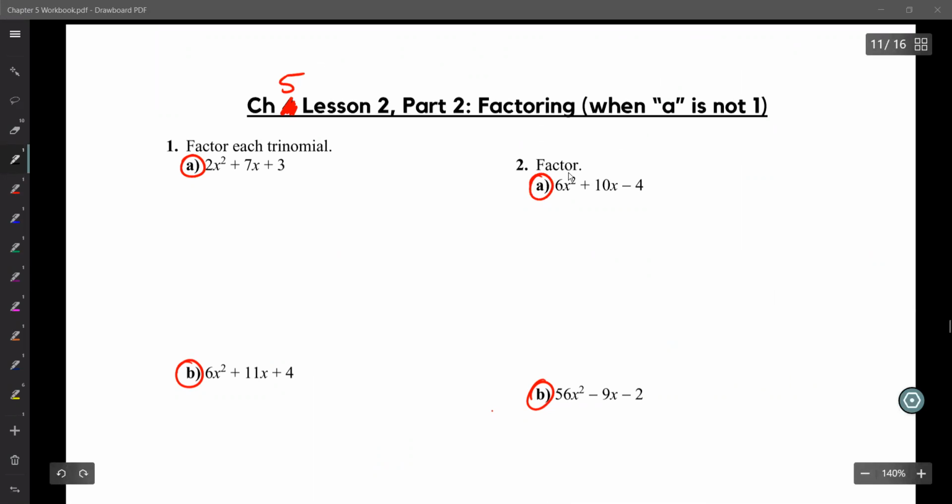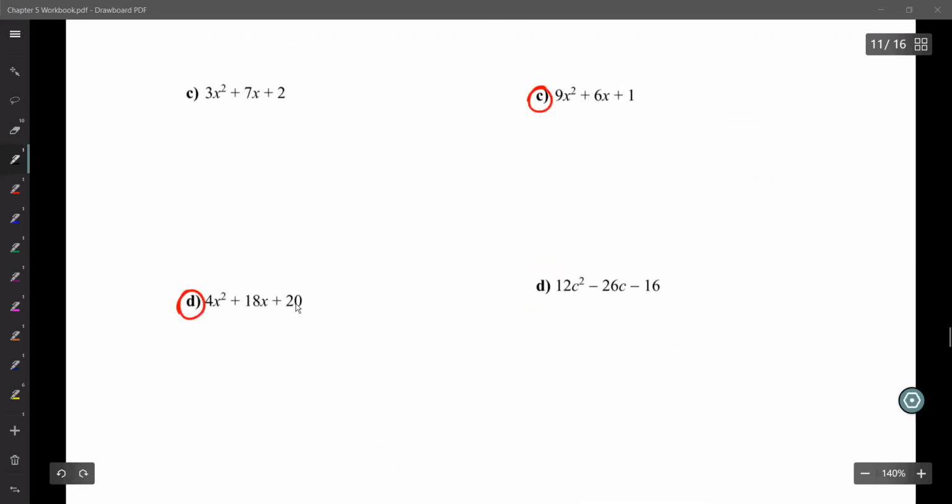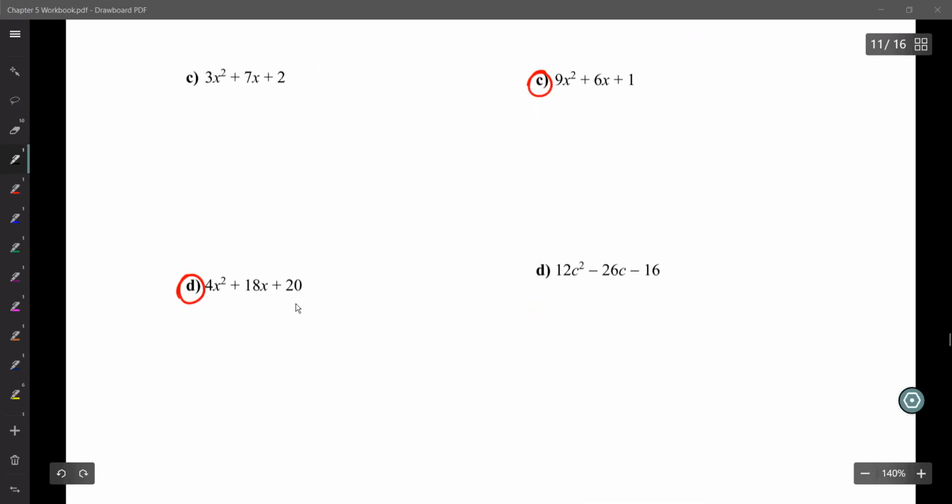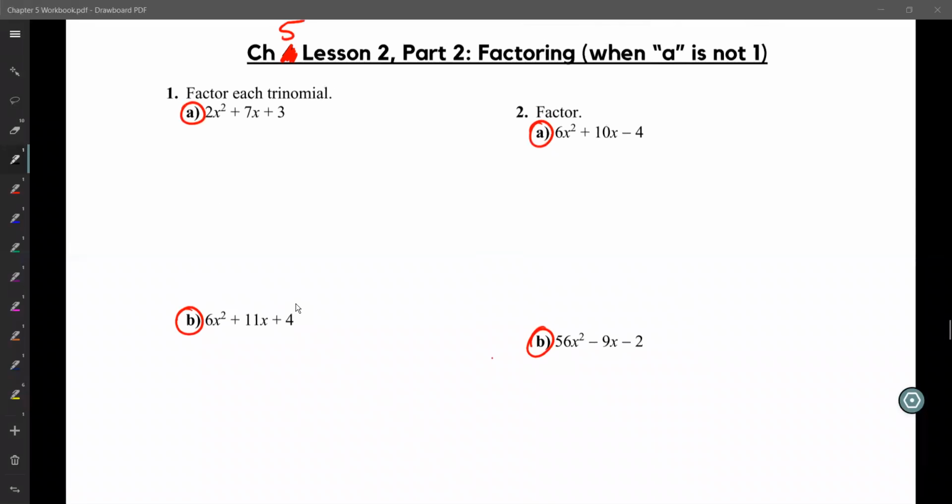Okay, feel free to continue typing in the chat. I will start with 1AB. I didn't assign C, but I'm happy to do C as well from number 1. Okay, number 1A and 2G, I see. Okay, number 1A.